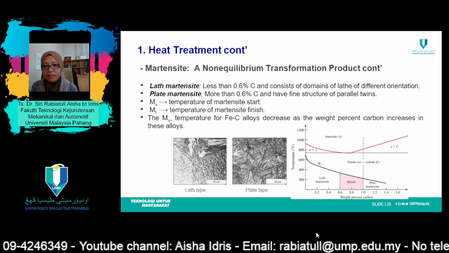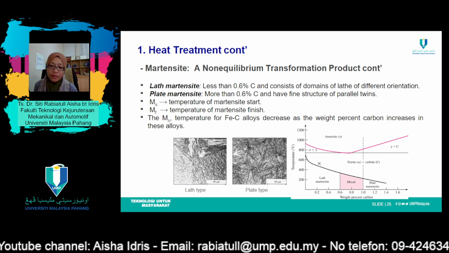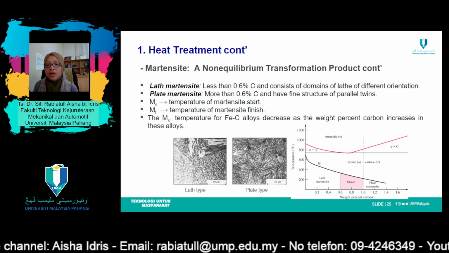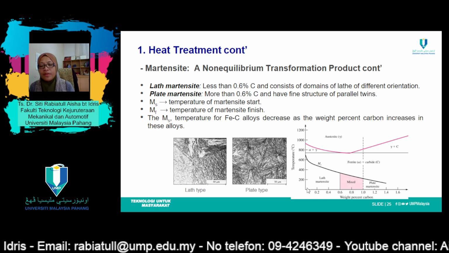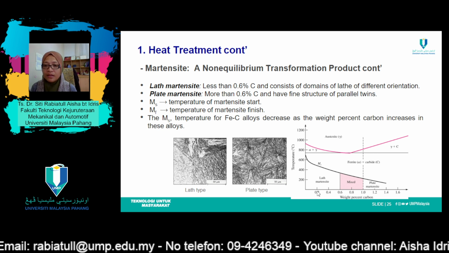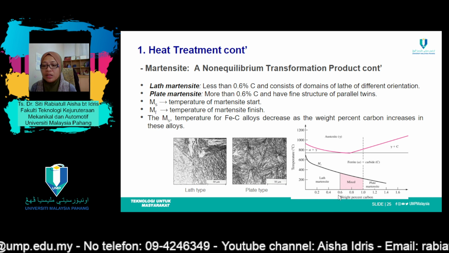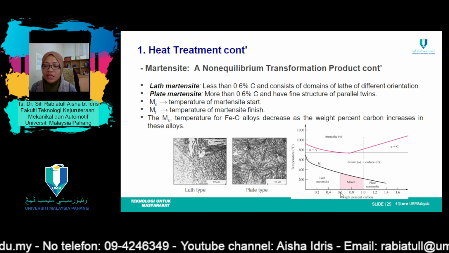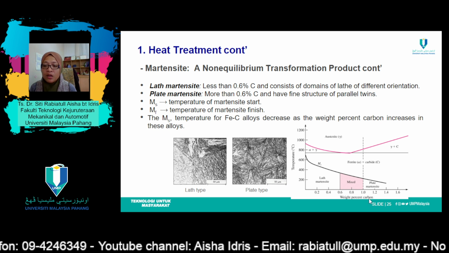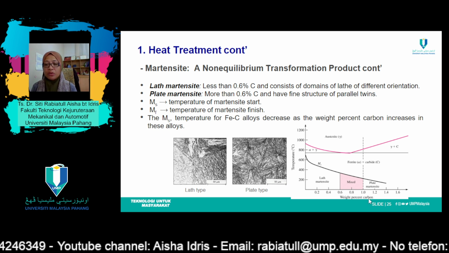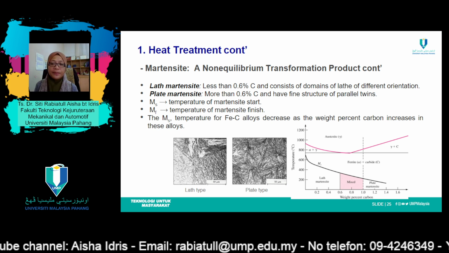And martensite can be divided into two, lath type and plate type, or a combination of lath and plate type. For lath type, it can be found if the carbon content is less than 0.6%. If the percentage of carbon is more than 0.6%, then it will have plate martensite in it. However, if the percentage of carbon is more than 1%, it will have 100% plate martensite.